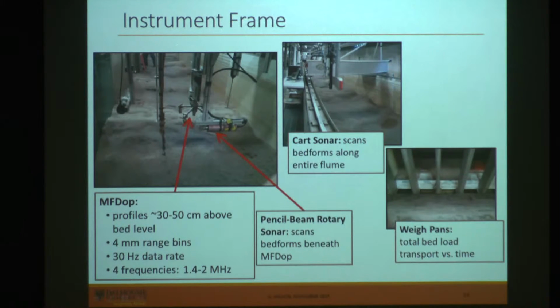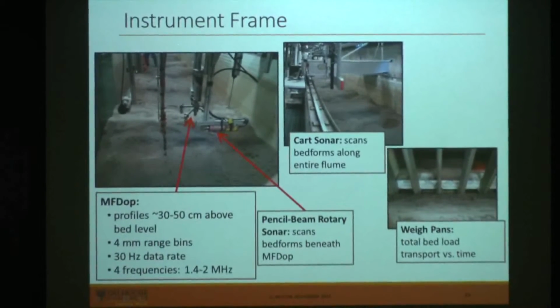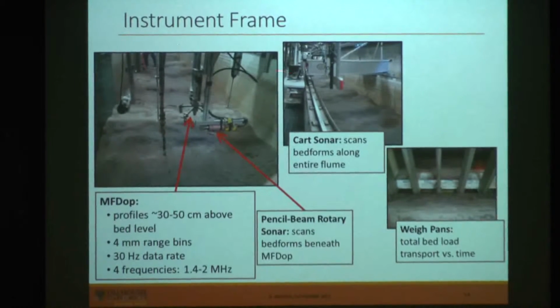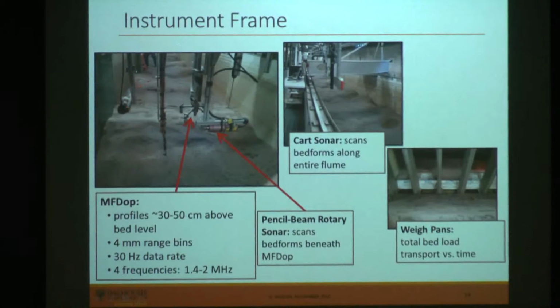So I'm going to talk about a subset of the instruments that we installed. We brought a whole bunch of acoustic and direct instrumentation. Our main instrumentation was on a fixed frame that was 55 meters from the head of the flume. And that's where we had, of course, the MF-DOP, which was roughly 80 to 90 centimeters above the bed level, depending on where the bed was at any given time. And we set it up to profile through the bed and then 30 to 50 centimeters above the bed.